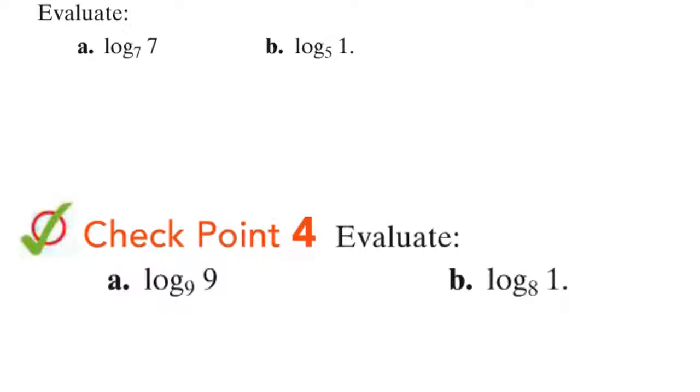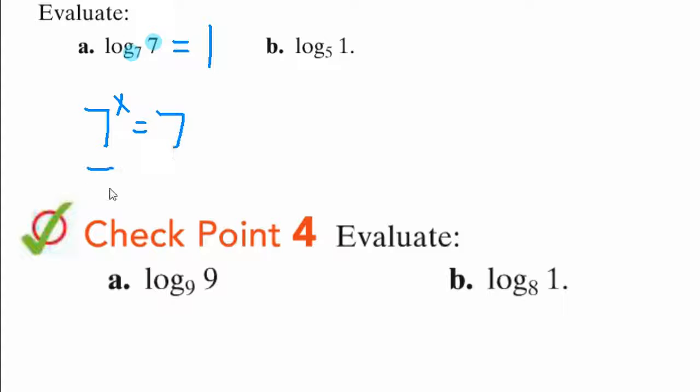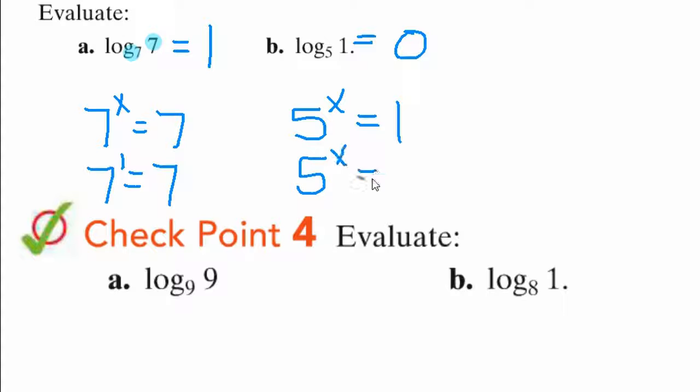So if I have a log base 7 of 7, well, notice that the base matches the input. So when they match, that's just 1. And that's because 7 to what power is 7? Well, 7 to the first power is 7. Okay, log base 5 of 1. No matter what it is, if your input is 1, the answer is 0. And that's because 5 to what exponent is 1? Well, 5 to the 0 power is 1.